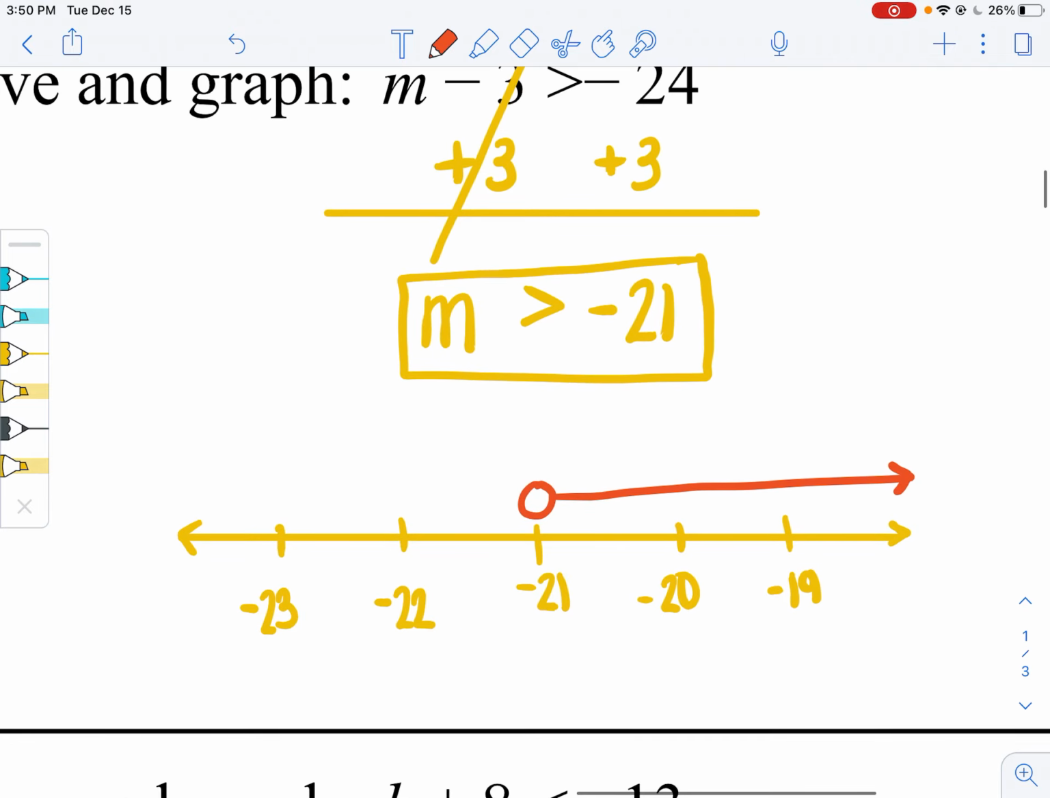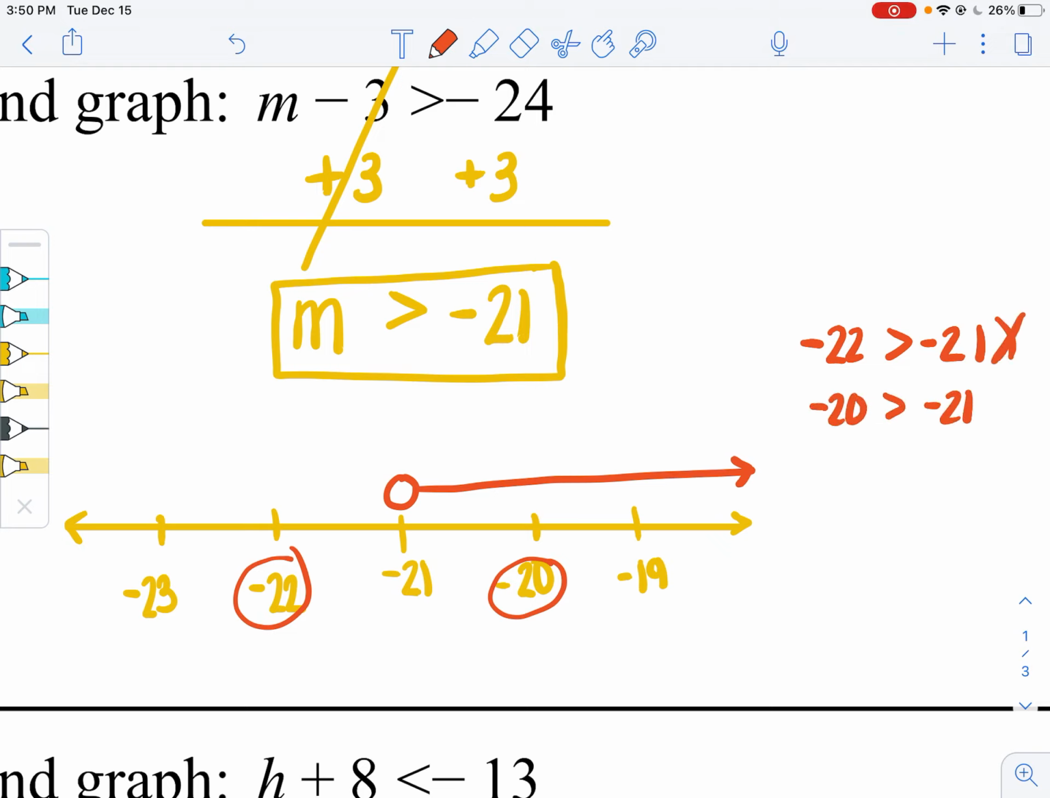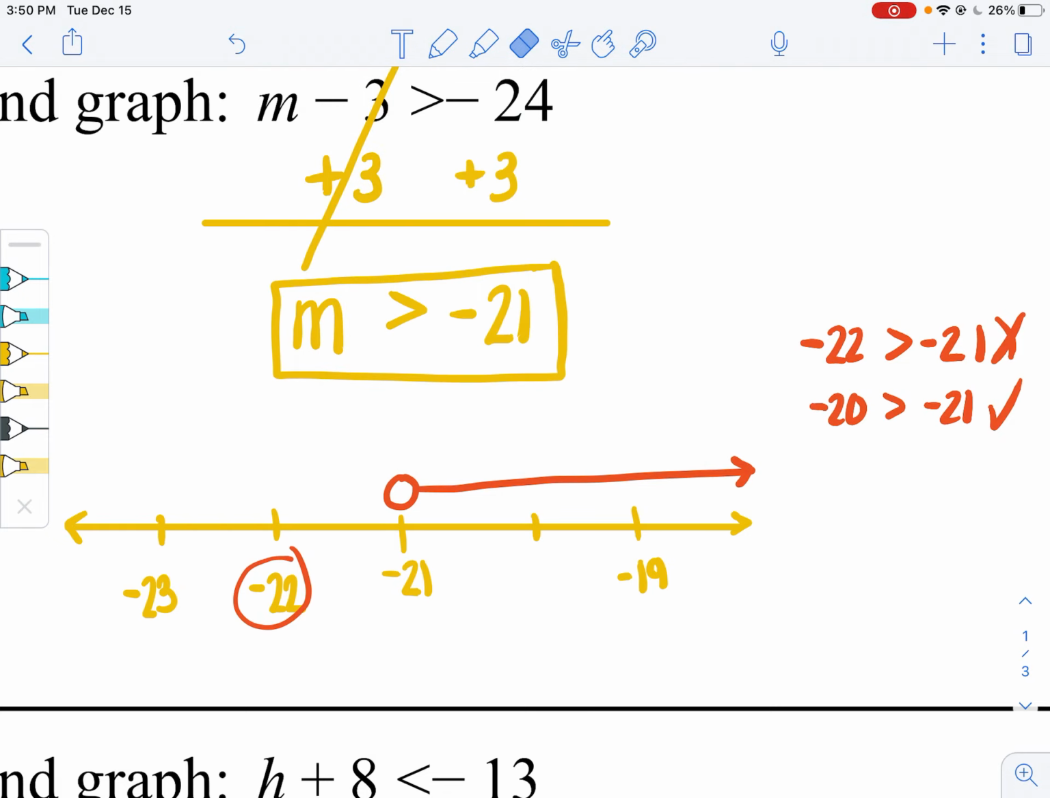If you're having a tough time wondering which direction your arrow goes in, you can always test some numbers. So I would test one on each side. Is negative 22 bigger than negative 21? No. Is negative 20 bigger than negative 21? Yes. So that has to be the way your arrow goes. Okay.